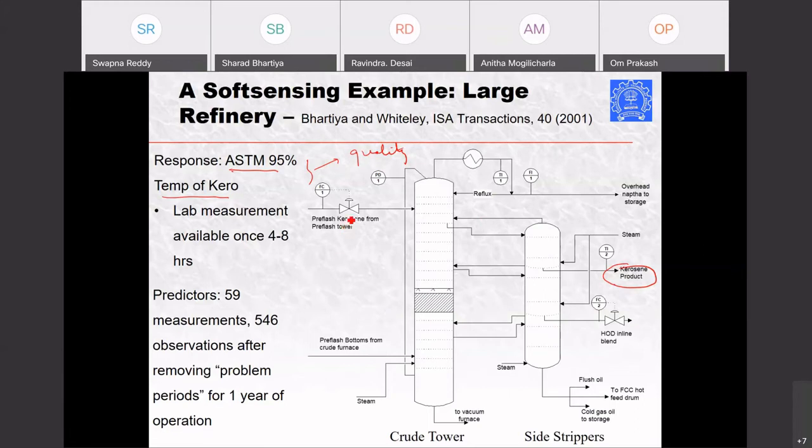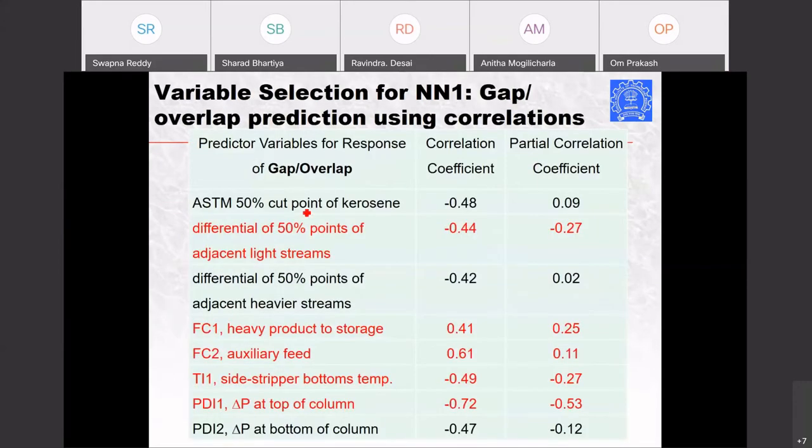So as I said, how to use these easy to measure measurements. We had 546 as the number of measurements, and we had 59 of these. The first thing was feature engineering, which meant pre-processing, and we came up with a few of these out of those 59 that we will use as input in our ANN.